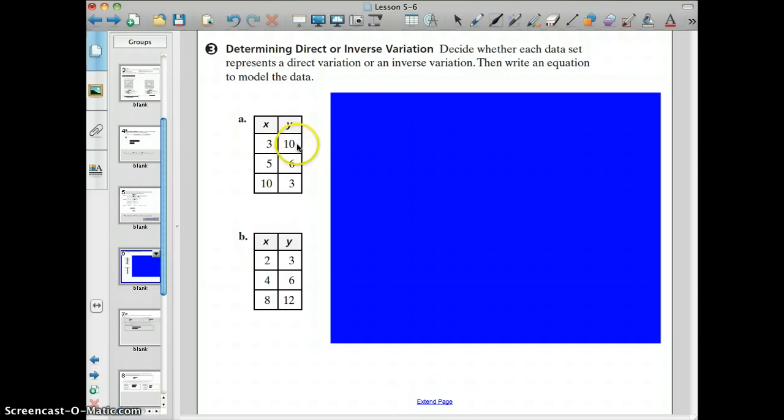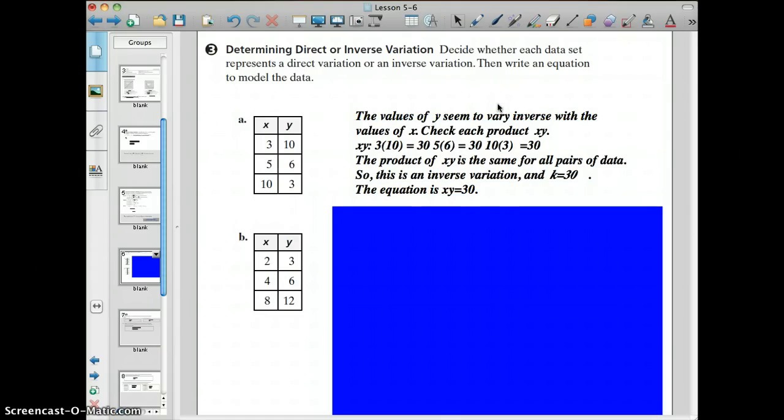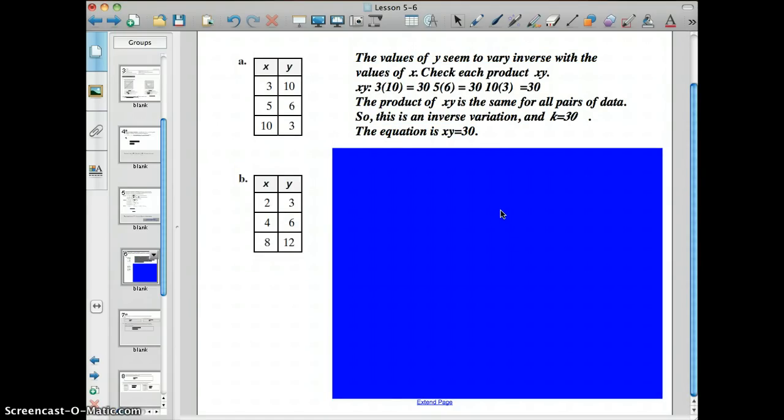3 times 10 is 30, 5 times 6 is 30, and then 10 times 3 is also 30. So in this case, the first example here is going to be an inverse variation. Okay, so it seems that the values of y vary inversely with the values of x. If you check each product, you get 30. The product of x times y is the same for all pairs of data, so this is an inverse variation.